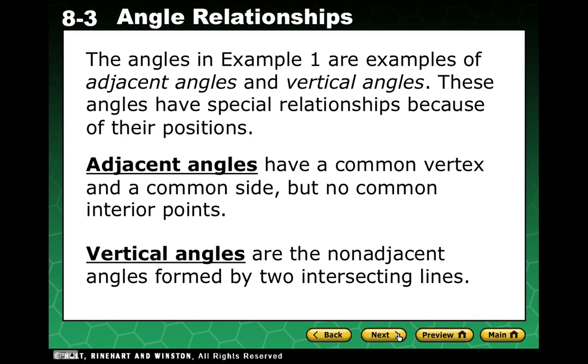Vertical angles are the non-adjacent angles formed by two intersecting lines. So if you think about when you're sitting in your lab groups, the person that is diagonal across from you, it's not next to you, it's not right across from you, you're not facing the person, you're not right next to them, it's the person that's diagonal to you. That would be your vertical partner. Okay.